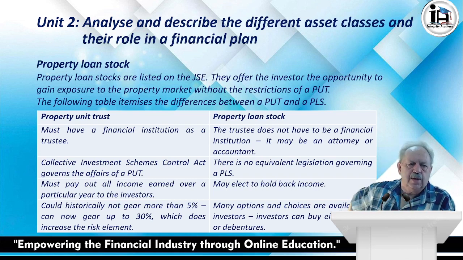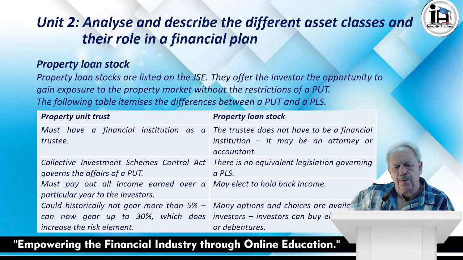Right, so we look at the property unit trust. It must have a financial institution as a trustee. The Collective Investment Schemes Control Act governs the affairs of a PUT. It must pay out all income over a particular year to the investor, and it could historically not gear more than 5% and can now gear up to 30%, which does increase the risk element.